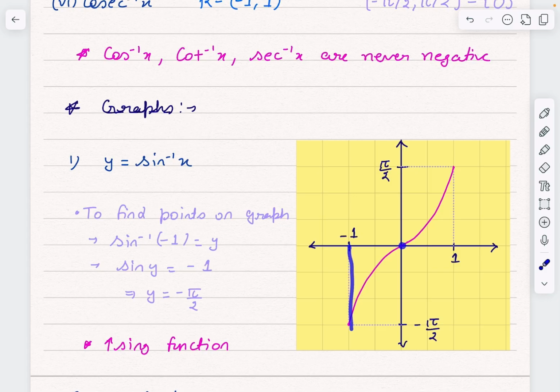Same way value at 0 will be 0. Value at 1 will be pi by 2. You just join them. This is how the graph of sine inverse x will look like. And you can see that it's an increasing function. Okay, this is also important. It will be used later. Next.